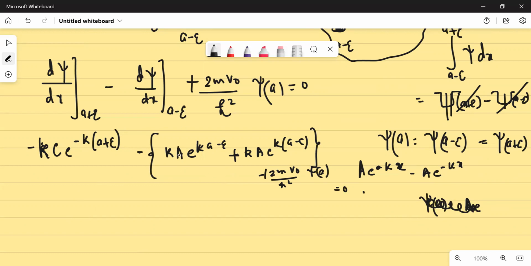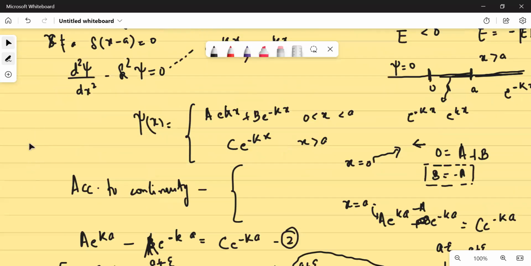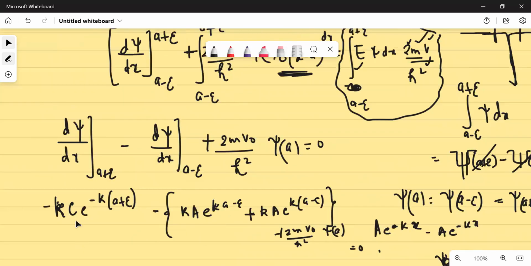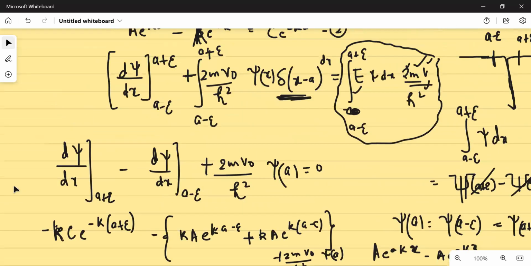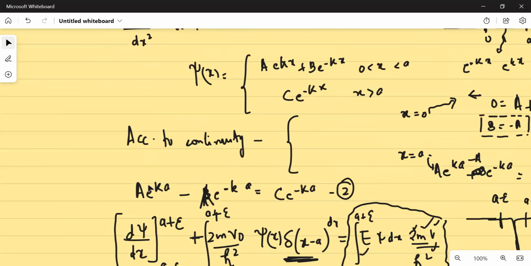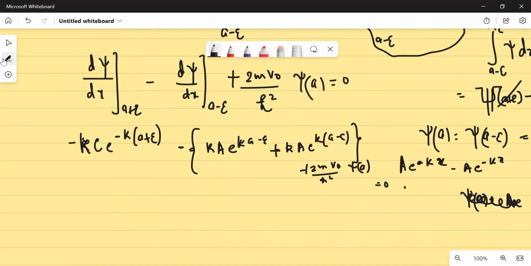So here you see there is a loss of symmetry, because if you wanted to write it in terms of the wave function, we cannot, because to the left of a, the wave function had a negative. So we'll have to see. What we can do instead is simply change this particular c e to the power minus ka, because c e to the power minus ka is given by a e to the power ka minus a e to the power minus ka. So I'll prefer to write that.